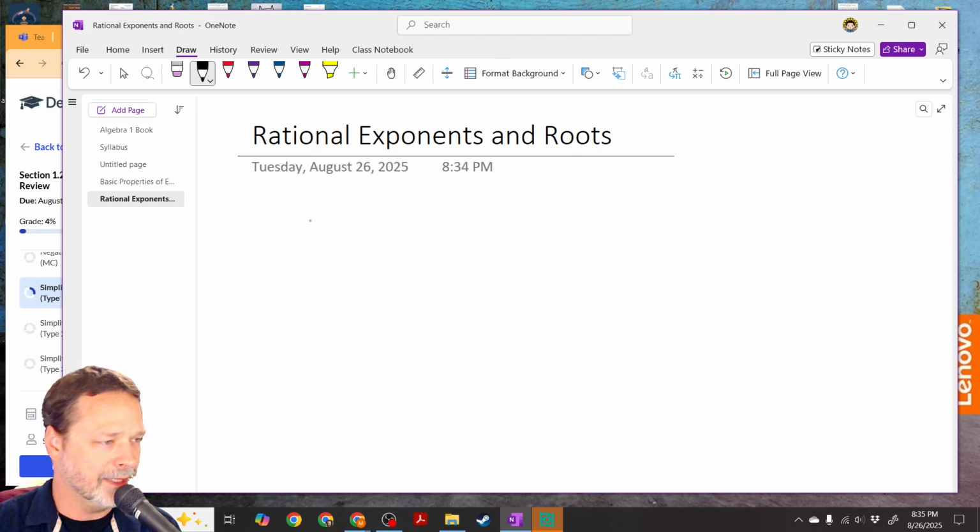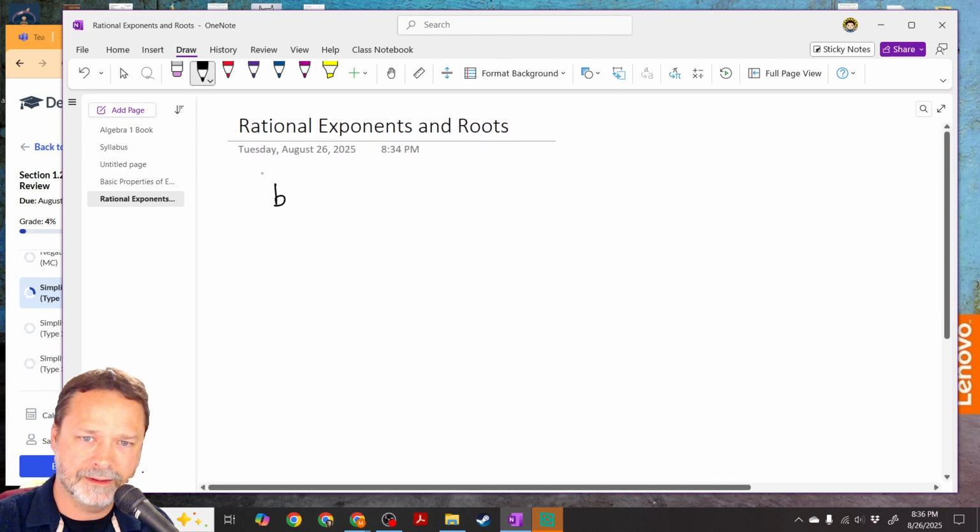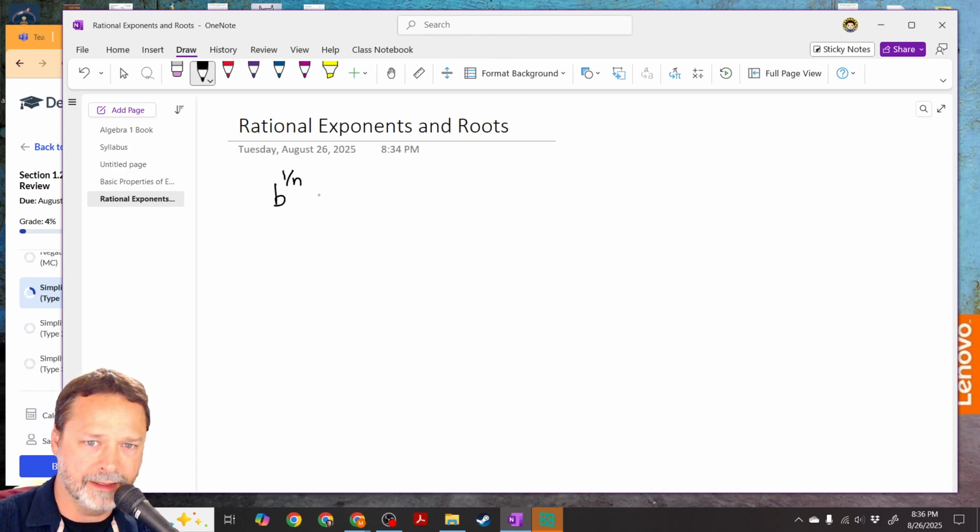So let's say that we need first and foremost, what does this mean? Let's say I have an exponent. Let's say b, and I want to raise it to the 1 over n. B to the 1 over n. Now, what does that mean?